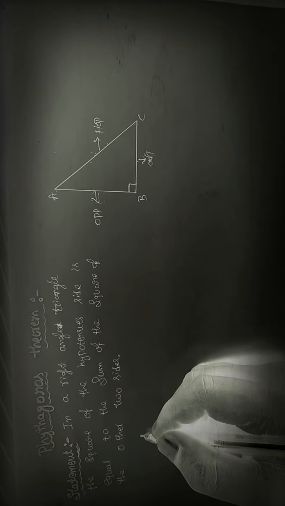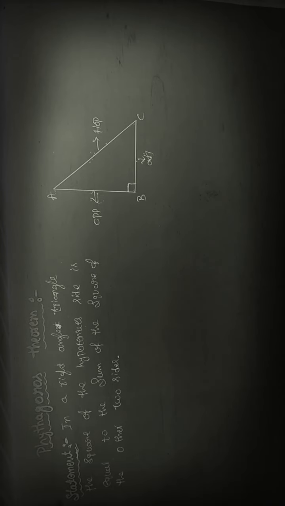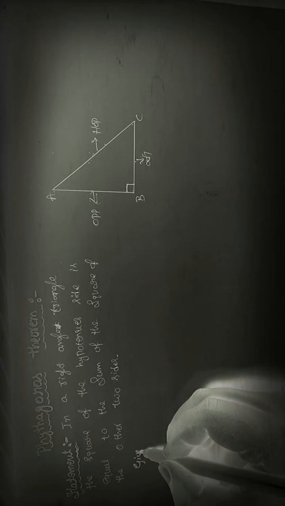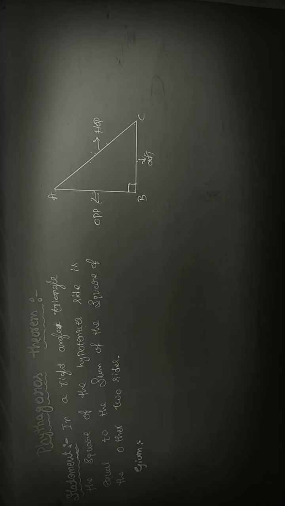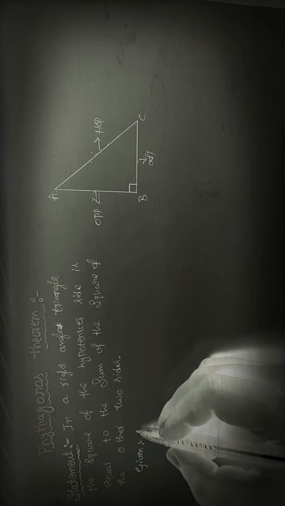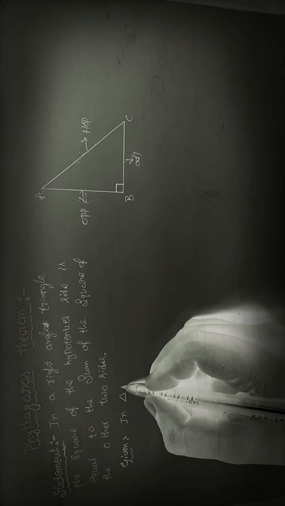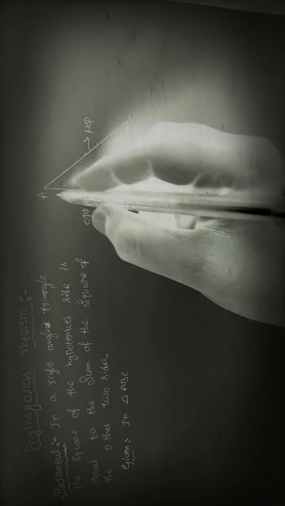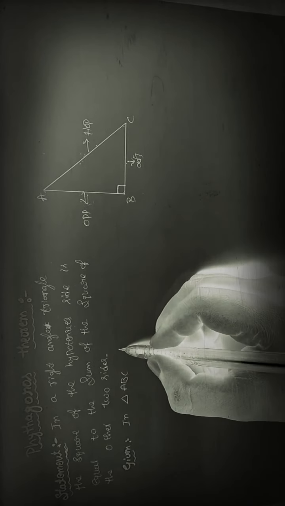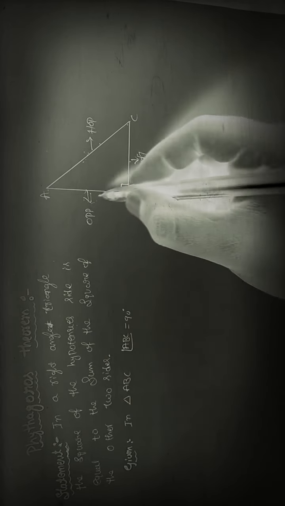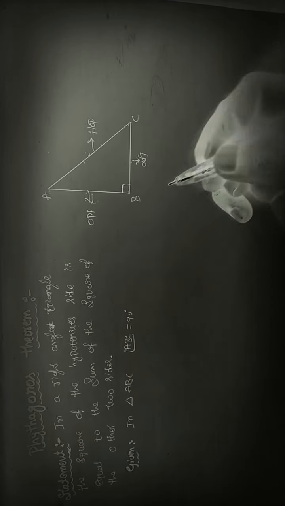So to prove this theorem, we need to write three things. Which are those three things? First we need to write given. What is given in this diagram? In triangle ABC, the angle ABC is 90 degrees, right? Angle ABC is 90 degrees.